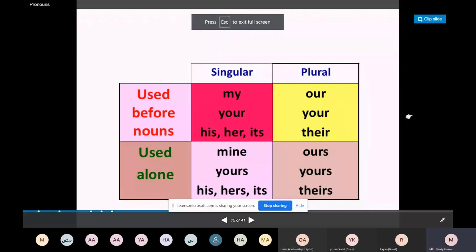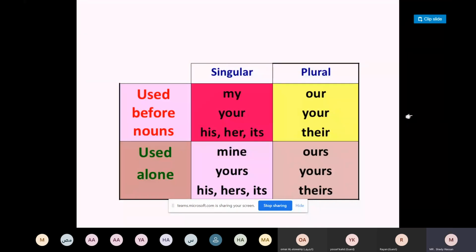Oh yes, and here we also have singular and plural. My, your, his, her, its, this is for singular. For plural, our, your, their. This is for the followed possessive pronouns. For the not followed possessive pronouns, we've got for singular mine, yours, his, hers, its, and for plural, ours, yours, and theirs.